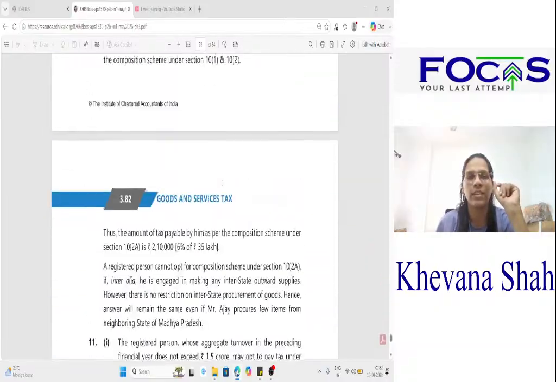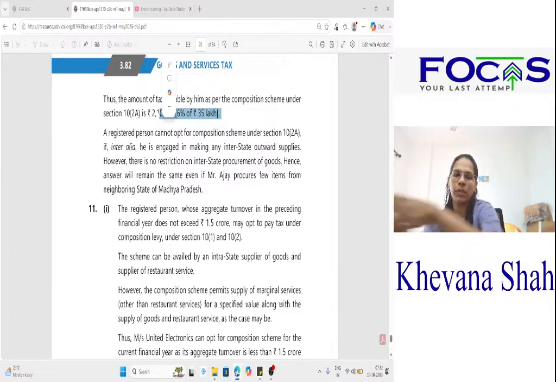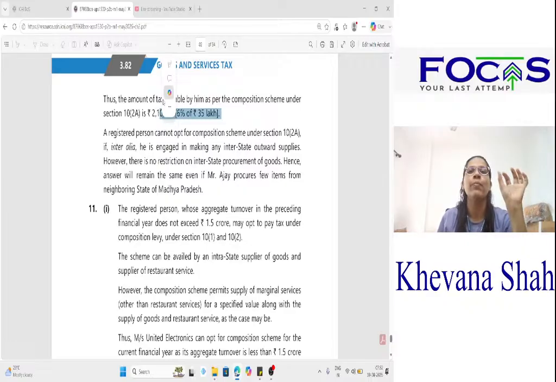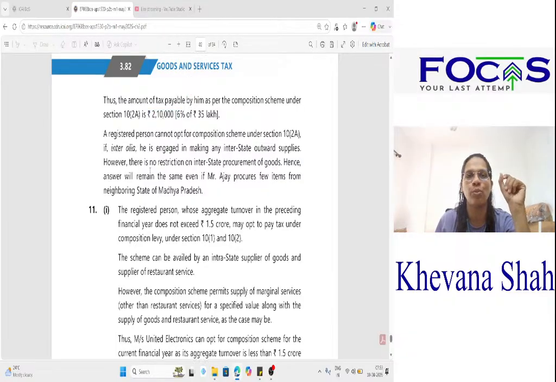So now see, the taxes that they have calculated. Thus, the amount of tax payable by him as per the composition scheme under section 10(2)(a) is 6% of 35 lakhs. If you calculate 35 lakhs into 6%, you will get taxes of rupees 2,10,000. And this is the effective rate of 6%. So 2,10,000 is the final tax that will be payable under section 10(2)(a).